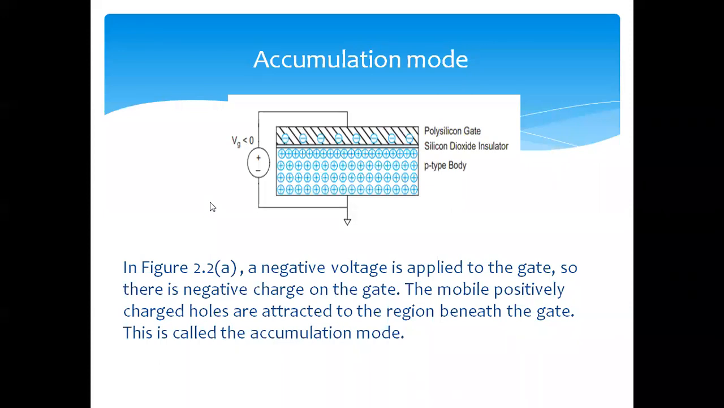So in this accumulation mode, whatever negative voltage you have applied will create a negative charge on the gate, and holes are nothing but positively charged carriers, right? So these mobile positive charges, that means holes, are attracted to that region, towards the gate, and they will accumulate there. This type of action is called accumulation mode, accumulation of the charges. This is the accumulation mode.